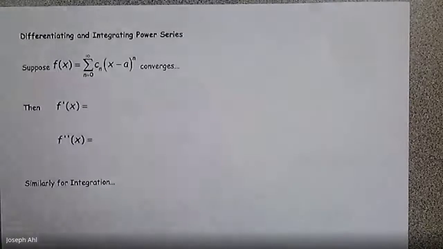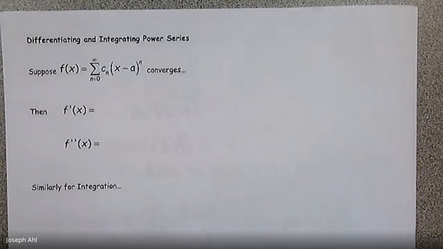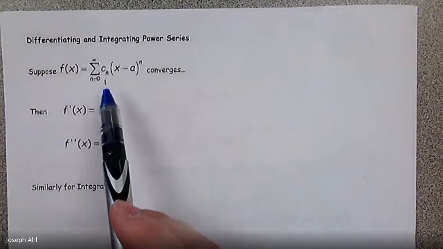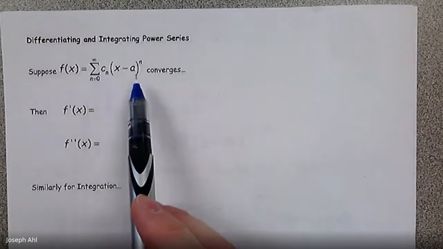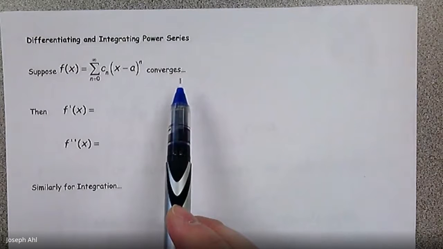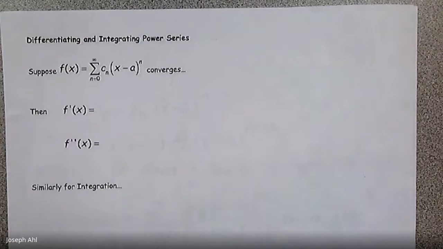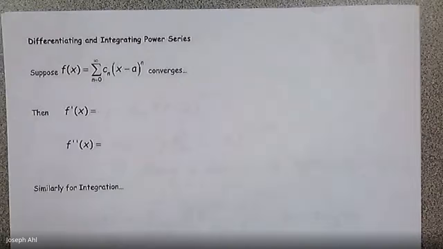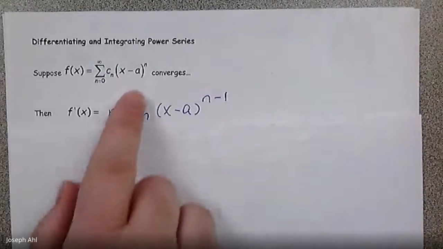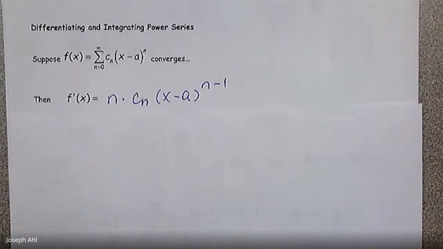All right, let's actually move on to the next page where we're going to get into differentiating and integrating power series. So if we have a power series of this form, c sub n times x minus a to the n, if we know that it converges, then what would f prime of x and the second derivative f double prime of x look like? Well, it would start looking like the following. f prime of x would be, using our power rule, n times c sub n, and then x minus a to the n minus 1 power.